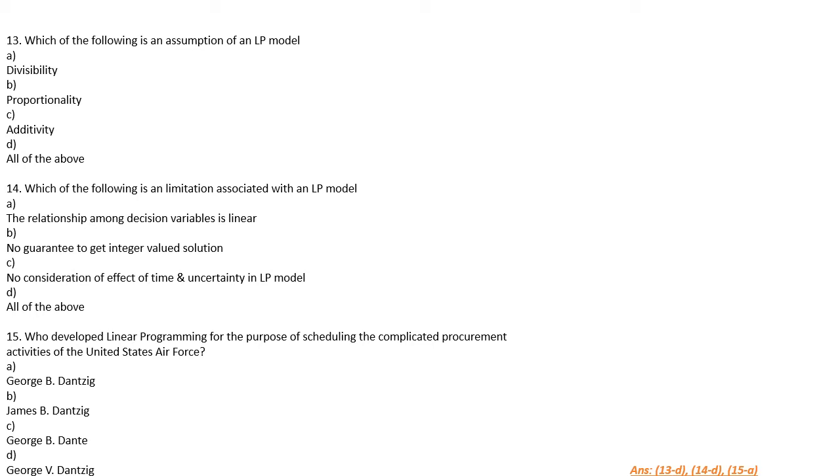14. Which of the following is a limitation associated with an LP model? Option A. Relationship among decision variable is linear. B. No guarantee to get integer value solution. C. No consideration of effect of time and uncertainty in LP model. D. All of the above. Correct answer option D. All of the above.